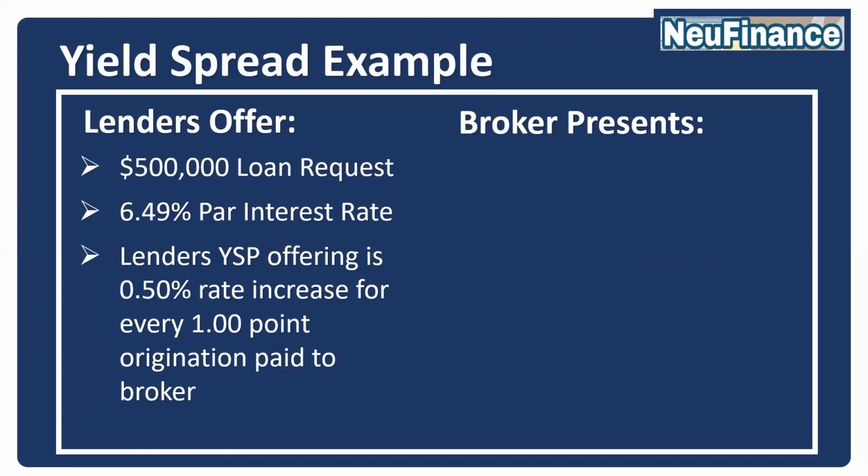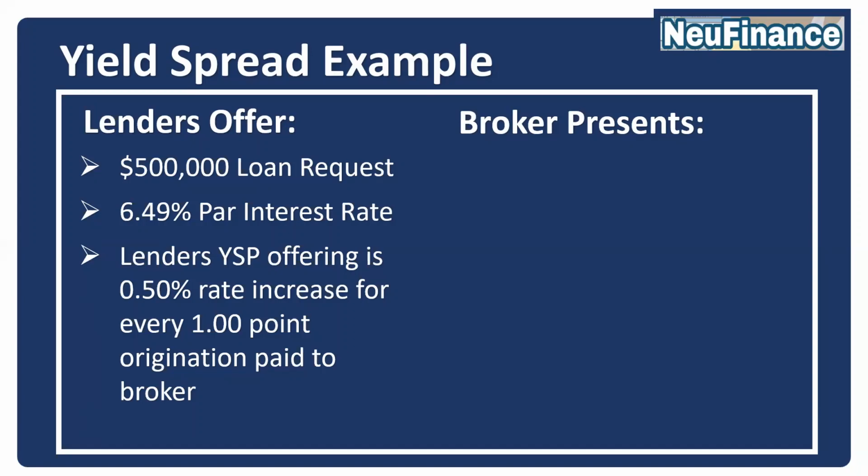The lender is offering a 0.5% rate increase for every 1 point origination paid to the broker. So basically what that means, if the broker increases the interest rate from 6.49, and let's say they bump it up to 6.99, that would get the broker 1 point origination paid out at closing.